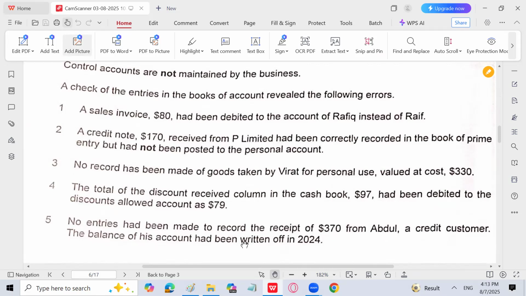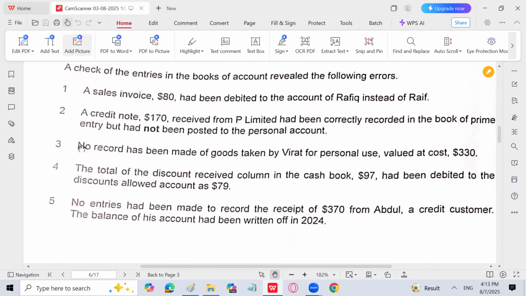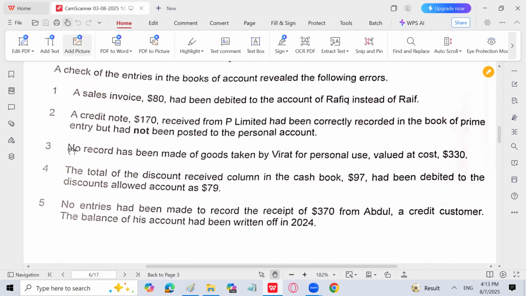No entries had been made to record the receipt of 370 from Abdul, a credit customer. The balance of his account had been written off in 2024. So this is basically bad debts recovered, irrecoverable debts which have been recovered, right? Recovery of bad debts. So no entry we have made for the receipt from Abdul, a credit customer. This balance was already written off back in 2024. In the previous year, it was already written off as bad debts.